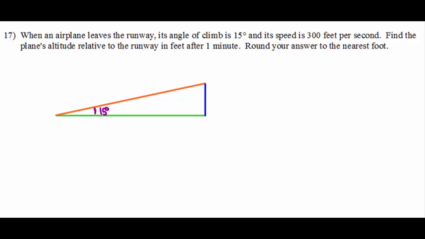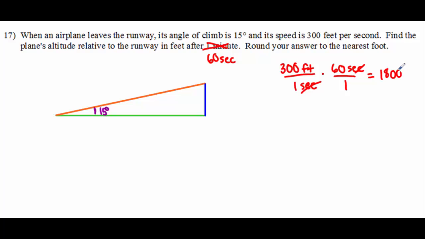I either need to convert my speed from feet per second into feet per minute, or I need to convert 1 minute into seconds, whichever is easier. Probably easier to say 1 minute is really 60 seconds. Now that they're in the same units, I times by 60 seconds so that I can get feet as the distance. That gives me 18,000. So 18,000 feet is how far it's gone.